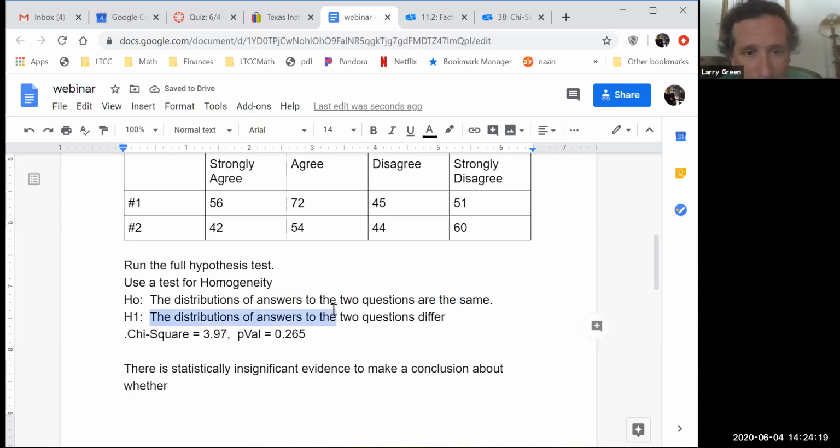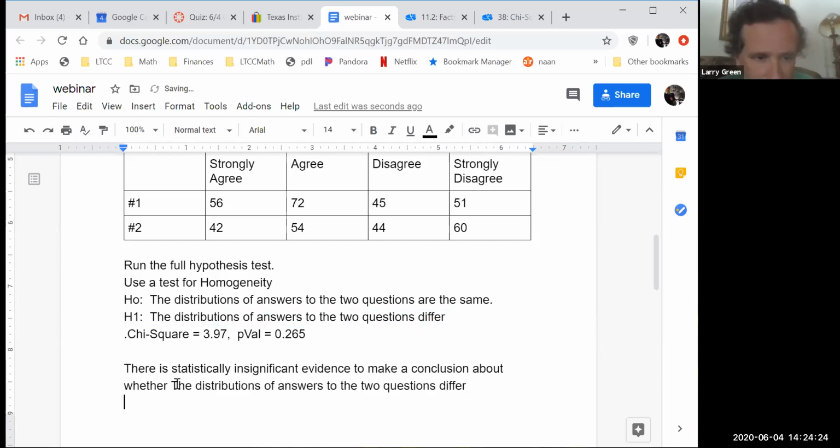And then I can just copy and paste H1. The distributions of answers to the two questions are different. Does this mean they're the same? Are the distributions the same because we weren't able to say they're different? No, no, never, ever, ever accept H1. Okay, you can't ever do that in statistics. You never say H1 is true. You can only say H1 is true, or we don't have enough evidence to know.